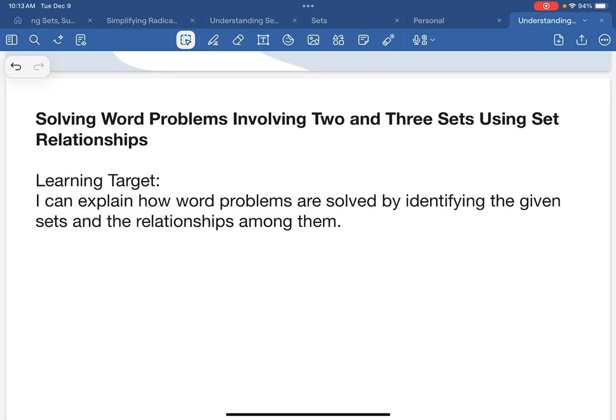By the end of this lesson, you'll be able to solve word problems involving two and three sets using correct set representations and operations. Our goal today is simple and clear: I can explain how word problems involving two and three sets are solved by identifying the given sets and their relationships among them.